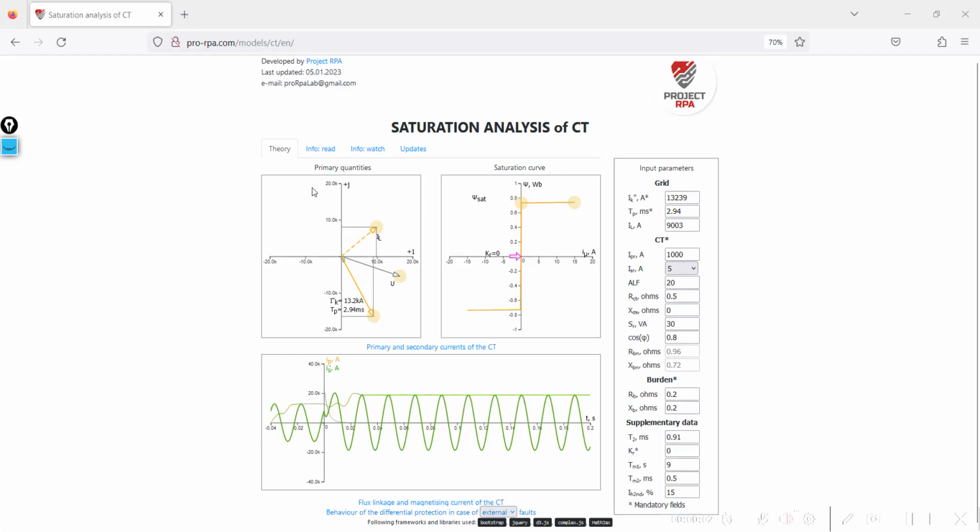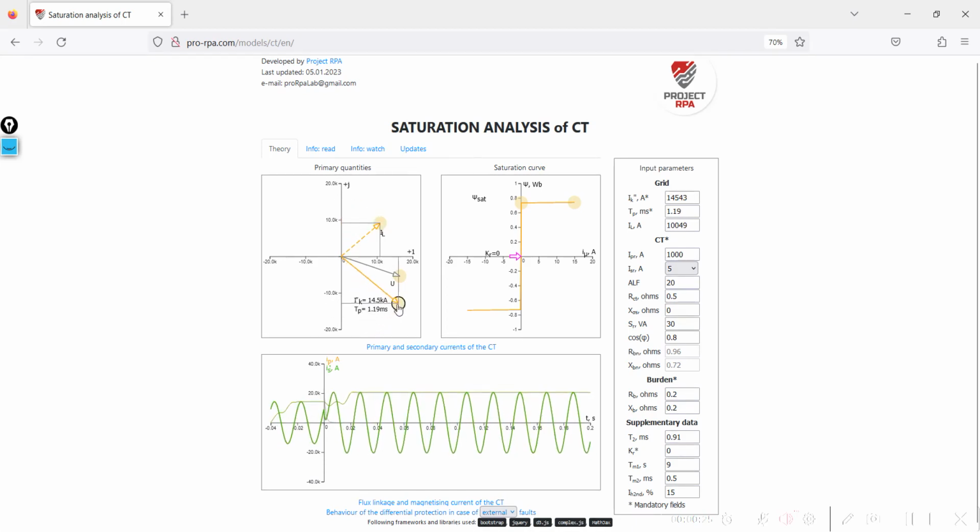Today, we want to turn our attention to the input of the primary variables of the current transformer model. In this diagram, we see three phasors. These are the load current, the short circuit current, and the voltage. Each phasor can be rotated. The numerical values on the right will change accordingly. Let us now clarify how the equivalent circuits look like for these phasors.